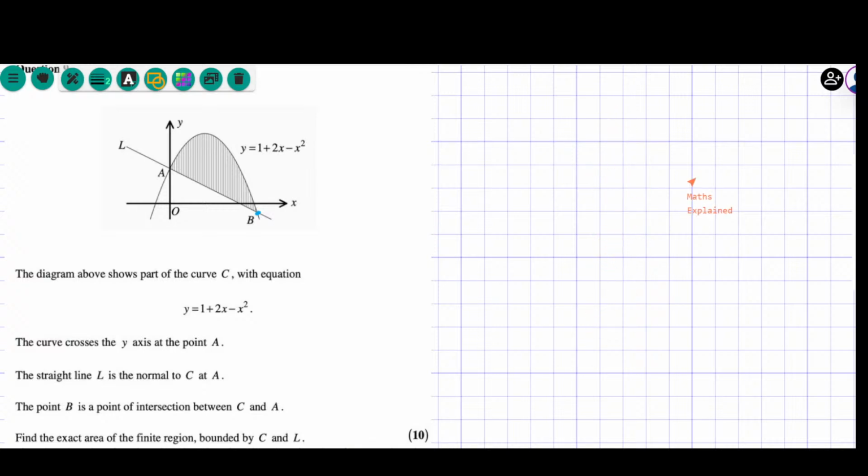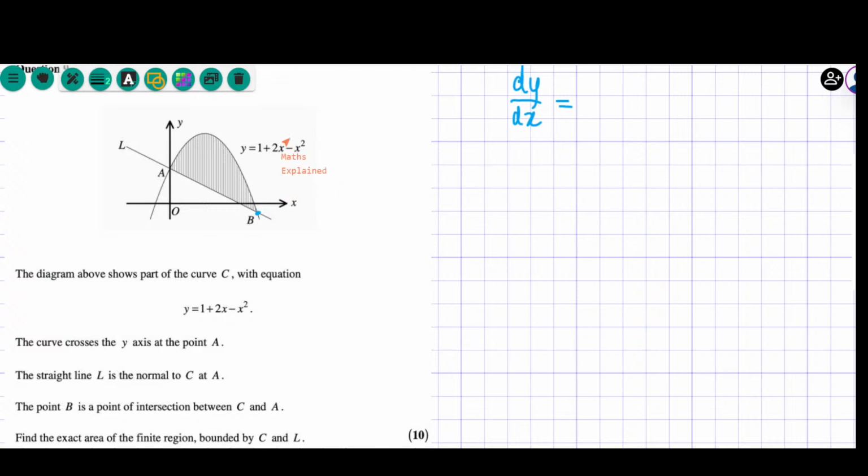So to find B, I want the equation of L, which involves finding the gradient. Because we're told it's the normal, that means I can find the derivative of the function at A first. So that's where I'm going to start. So for dy on dx, I'm going to find the derivative of y.